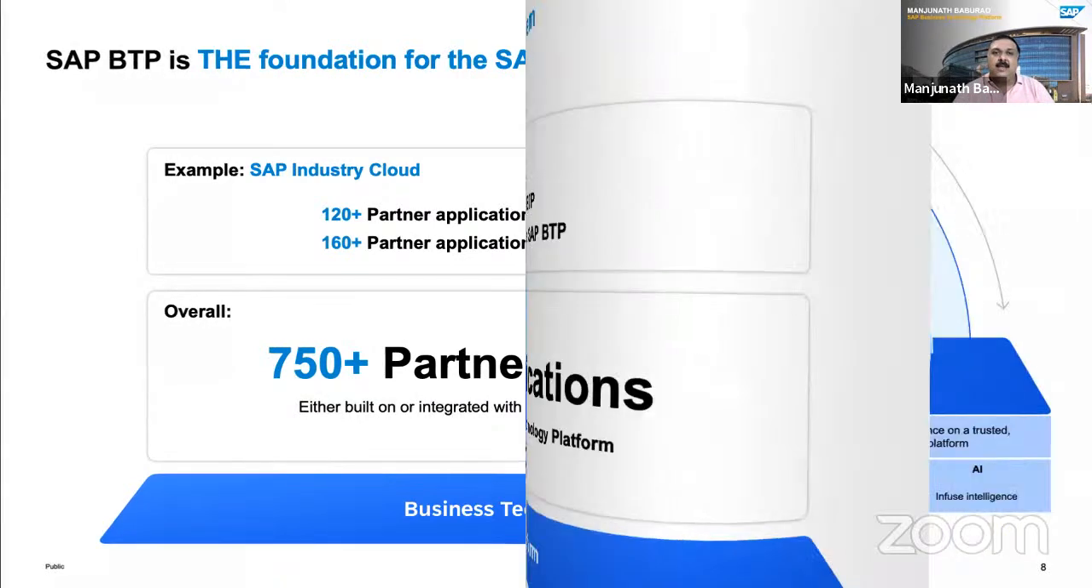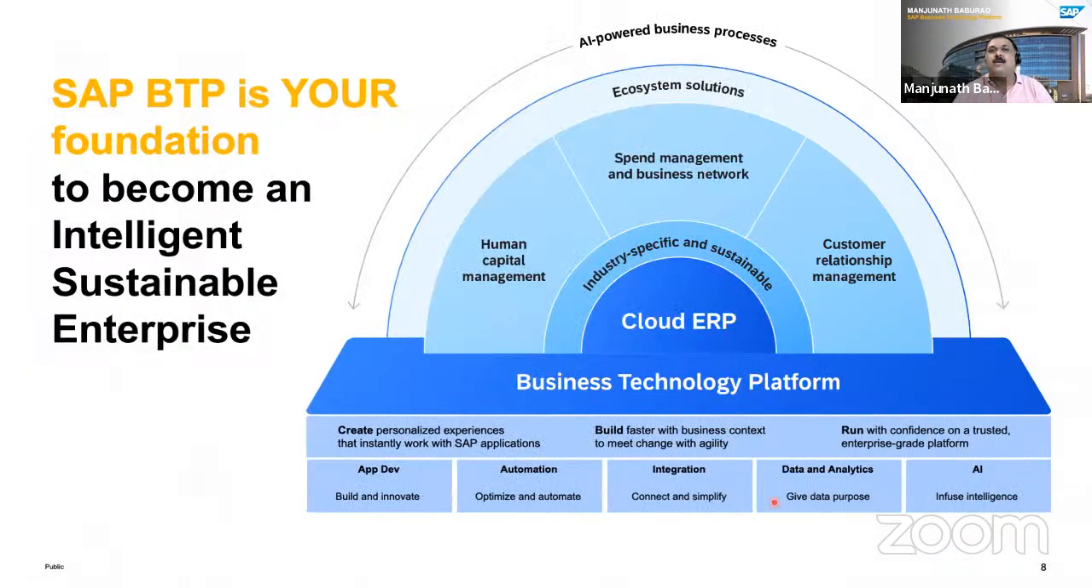So knowing all this, I can confidently tell you that SAP BTP should be first in your list when you are thinking of becoming an intelligent, sustainable enterprise and want to bring in any sort of extension or innovation on top of your SAP applications as well.